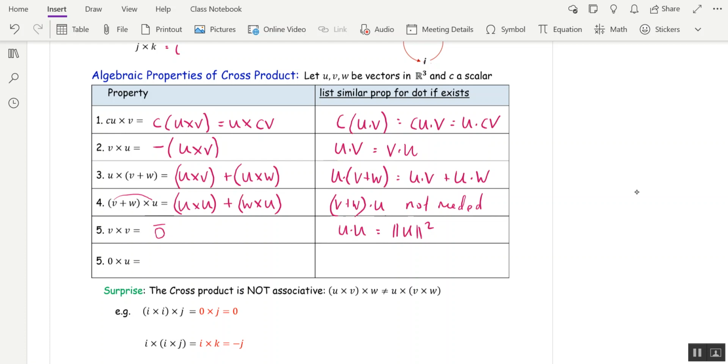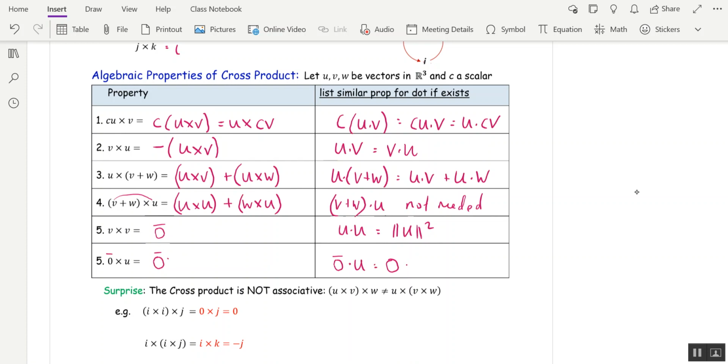All right, the 0 vector cross u is going to be the 0 vector. And we had a similar property for dot. If we take the 0 vector, dot it with u, we get 0 the scalar. So here it's 0 the scalar, here it's 0 the vector.